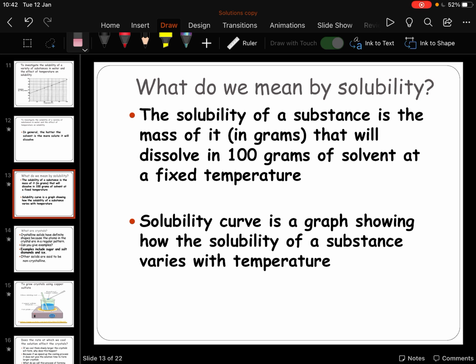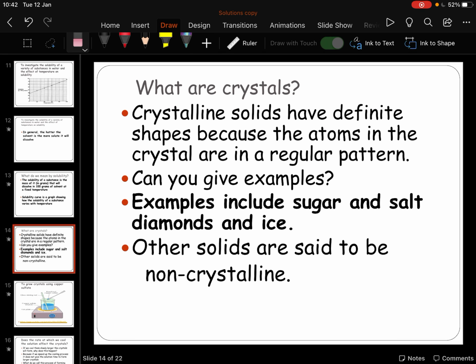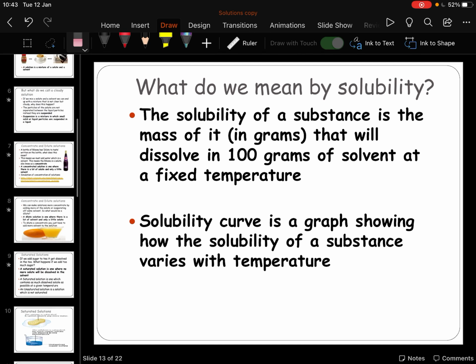Now, usually in the class we stop it there and get you to investigate. That's usually what I do. But for now, I'll probably give you that as an assignment due to the online learning. But hold tight for the time being. I'll tell you what to do on the Teams page. So that's solubility.